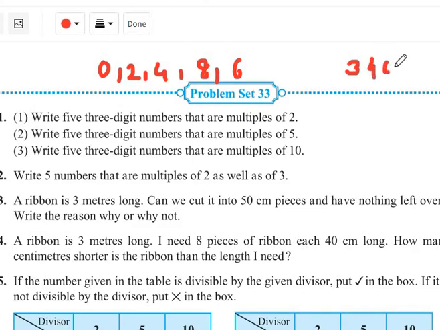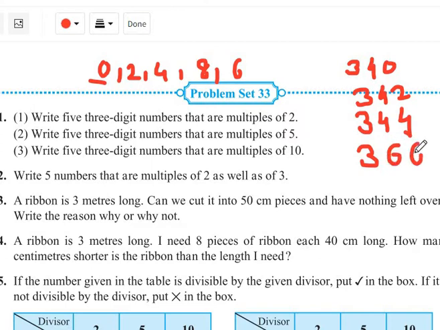Is it divisible by 2? Yes, because the last digit contains 0. Then 342. This is also divisible by 2. Then 344. Okay. This is also divisible by 2. Suppose I write here 366. Now see, the unit place is 6 and therefore it is a multiple of 2. Suppose I write 428. Now see, the unit place is 8 and therefore it is a multiple of 2.